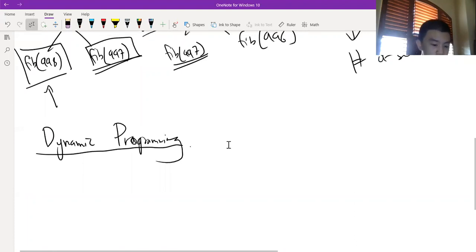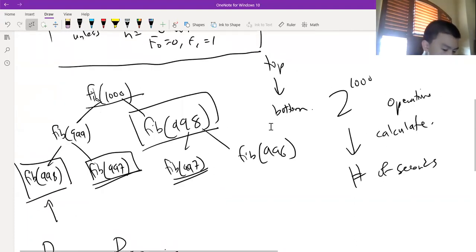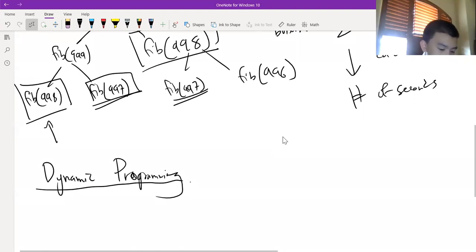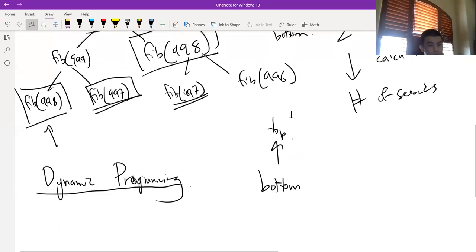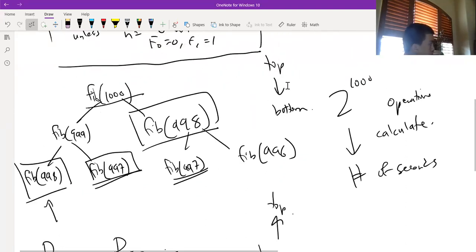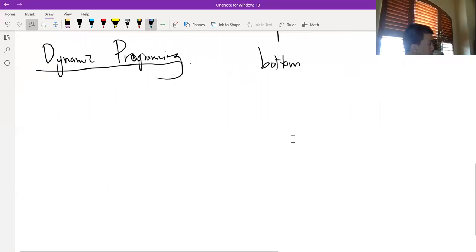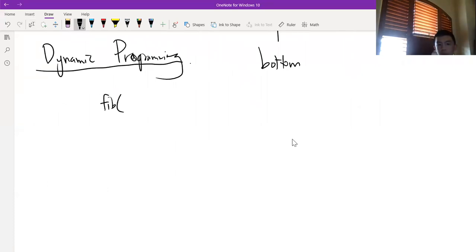So instead of going from top to bottom, what happens if we went from bottom to top? That's the idea of dynamic programming. We're going from bottom to top. This is a very fancy way of saying, instead of telling the computer to calculate this and having it branch off, we'll have the computer first calculate, for example, fib of 2. Fib of 2 is easy to calculate. That's just fib of 0 plus 1, that's just 1.